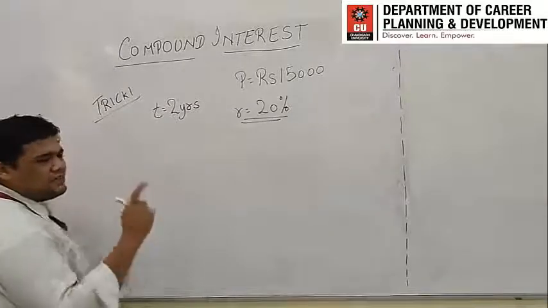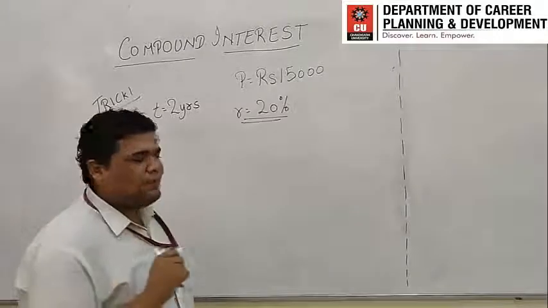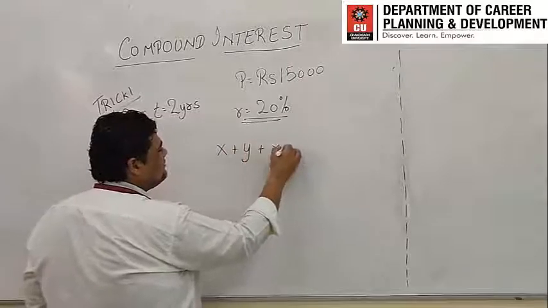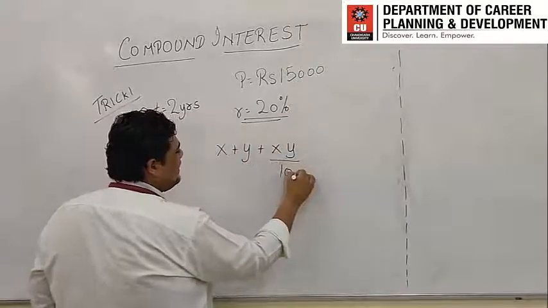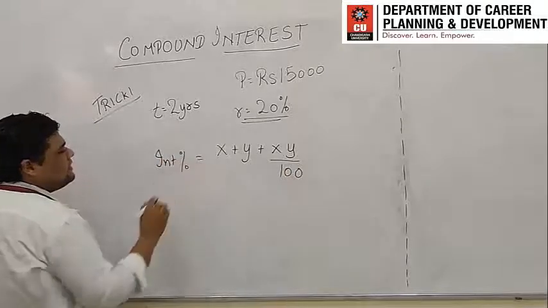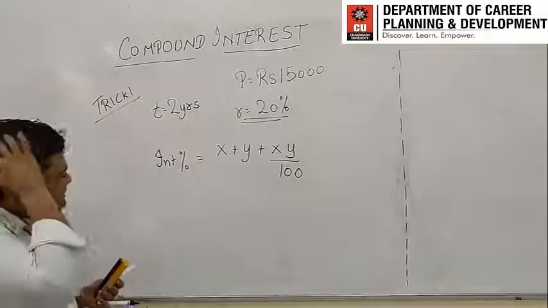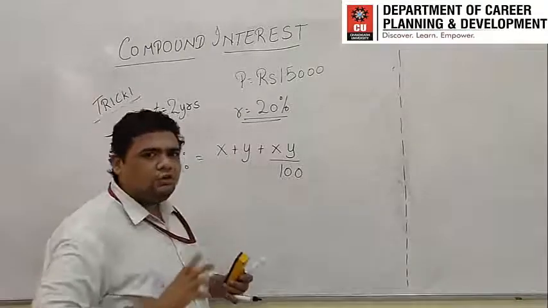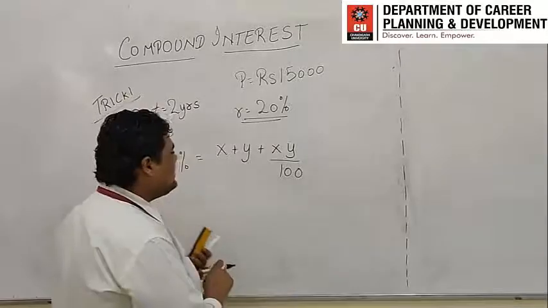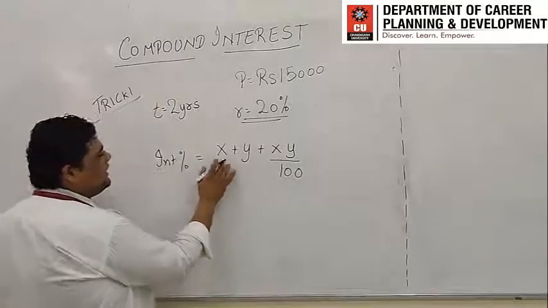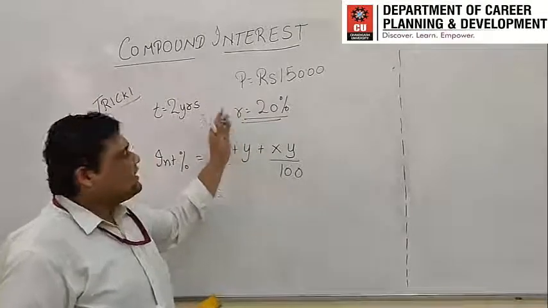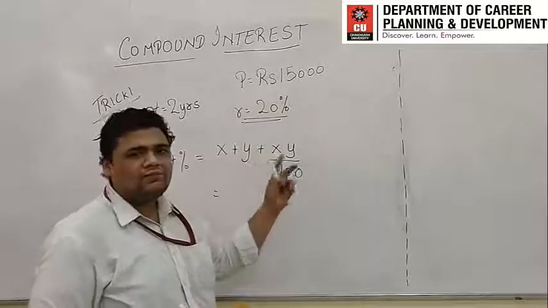So we know the successive discount and successive profit formula is what? That is x plus y plus xy upon 100. This will directly give you the interest in percentage for only the 2 years. You can also apply it for 3 years, but you have to apply the formula 2 times in that case. Now here I will take x and y equal. Rate can also be different, then you will take the values of x and y different.